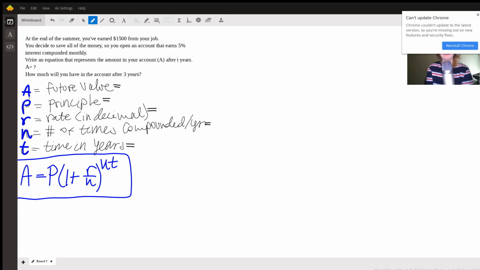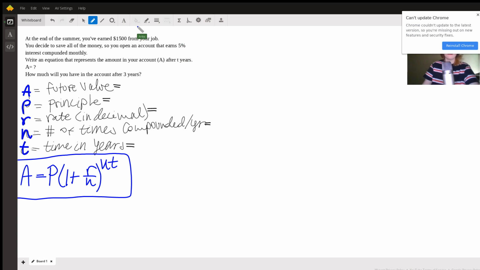So, just to review, basically at the end of the summer, you earn $1,500 from your job, you decide to save it, you open an account that earns 5% interest compounded monthly. You have to write an equation for your future value in terms of t or years, and they're asking how much will you have in the account after 3 years as well. So essentially, our first step will be to just take out all the values from the word problem that we can.